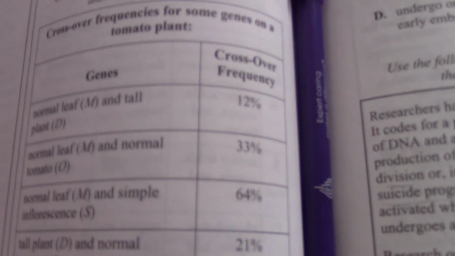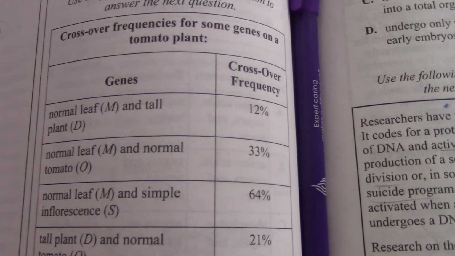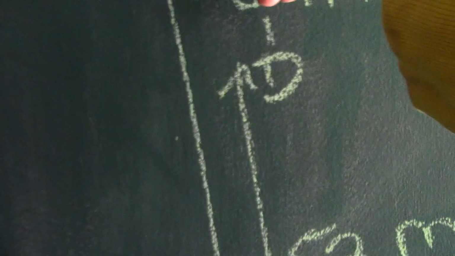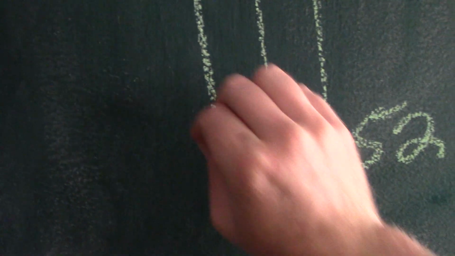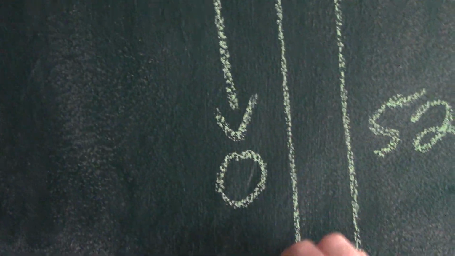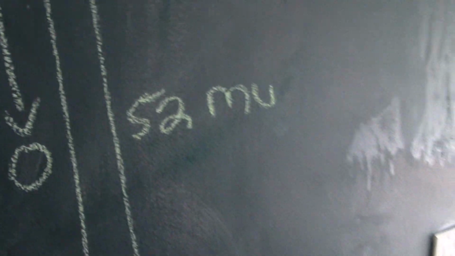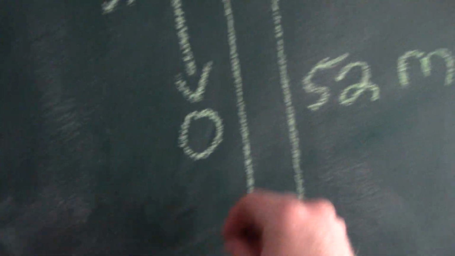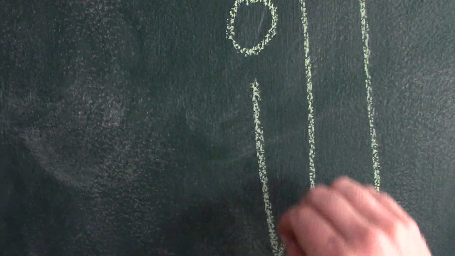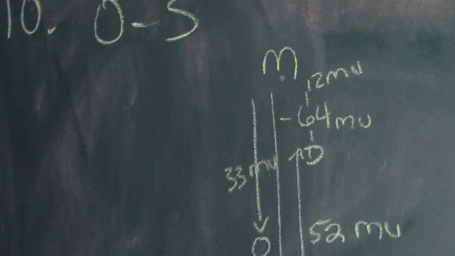What's my next one? M and O. So M, and then O is 33 map units away from that. So O, right, would be kind of here, and this is 33 map units. So we want to find the distance between O and S. So that's what this is. Right? So I can find that now.